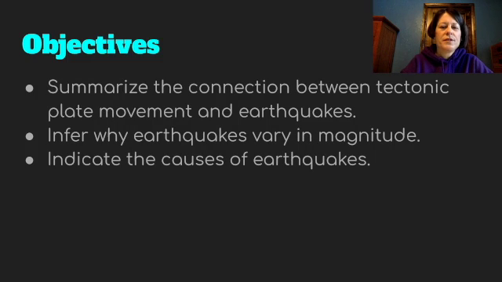So our objectives were to summarize the connection between tectonic plate movement and earthquakes, infer why earthquakes vary in magnitude, and indicate the causes of earthquakes.